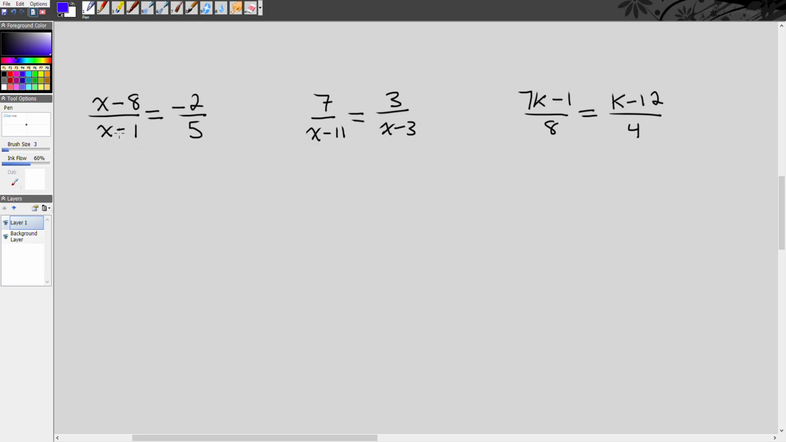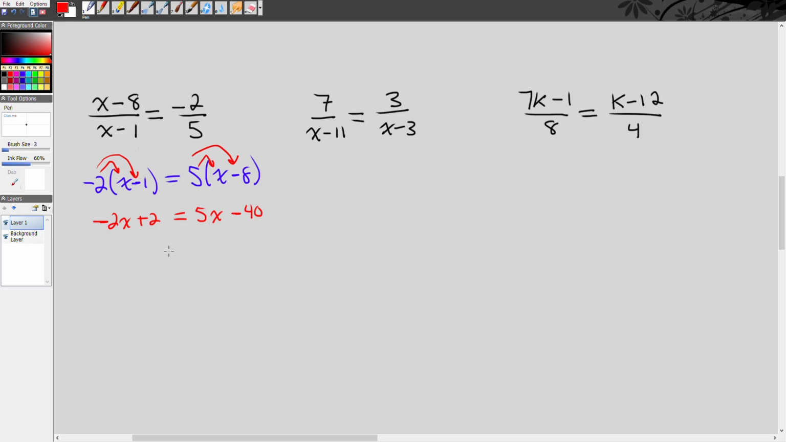So if I look here, I have x minus 1 times negative 2. If I write it out as distributive property, it looks like this: negative 2 times x minus 1. And on the other side, I'm going to have 5 times x minus 8. Now, hopefully, after looking at it like this, you already know what to do. So here I have negative 2 times x, that's negative 2x. Negative 2 times negative 1, that's positive 2. 5 times x is 5x. And 5 times negative 8 is negative 40.